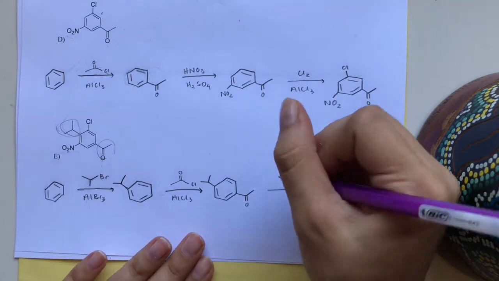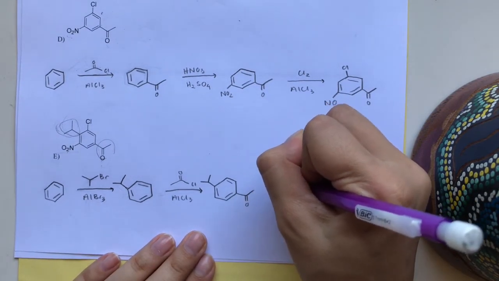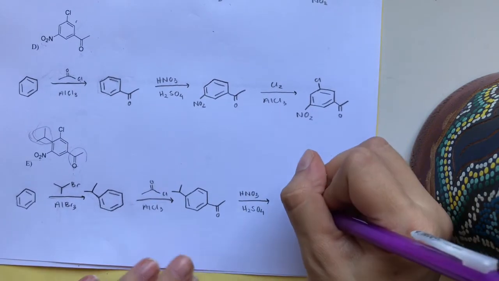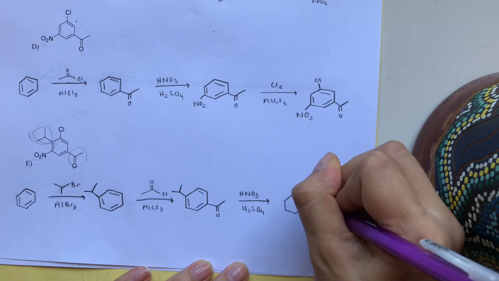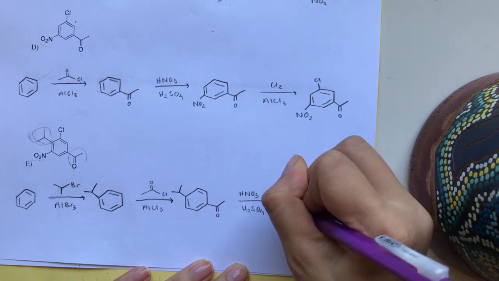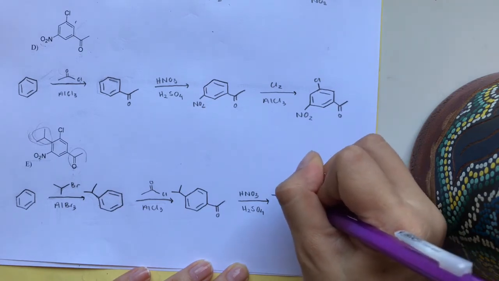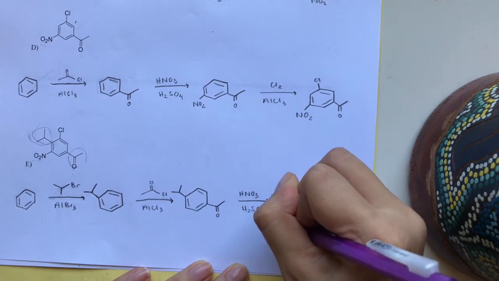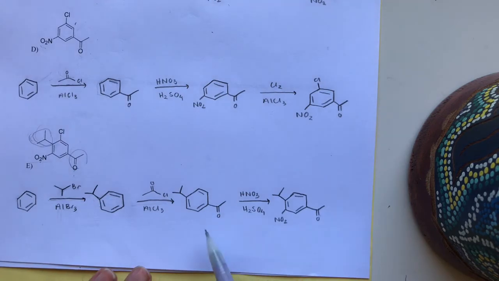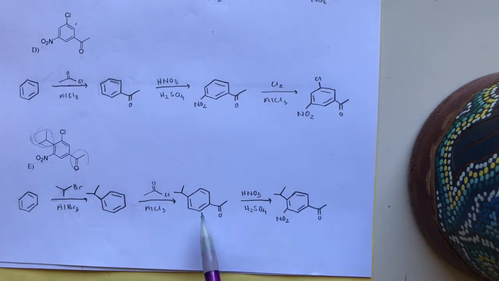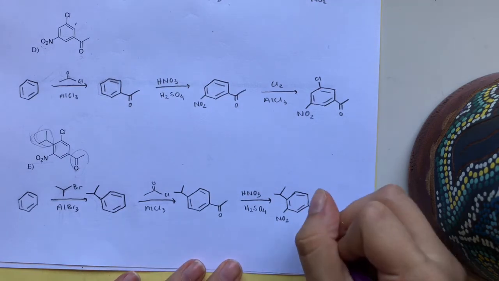And then the NO2 group. Notice that we didn't add the Cl before the NO2 because the Cl is a weak deactivator and would add in the ortho-para position, which isn't the case.